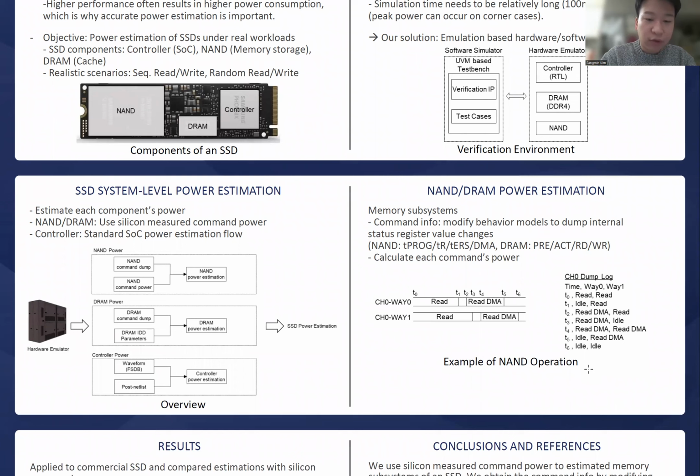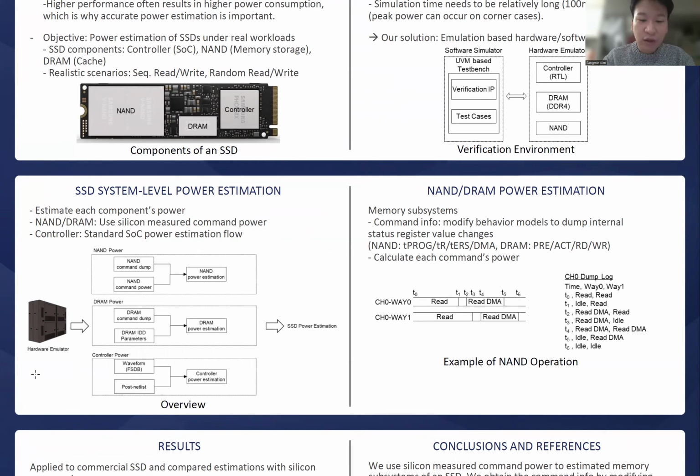This figure is an overview of our SSD system level power estimation. We estimate the power of NAND, DRAM, and controller separately to obtain the SSD power. To accurately estimate power, we obtain silicon measurements for DRAM and NAND commands and use these power values. We create command information dumps and convert the command information into power values. And for the controller power, we use a standard SoC power estimation flow.